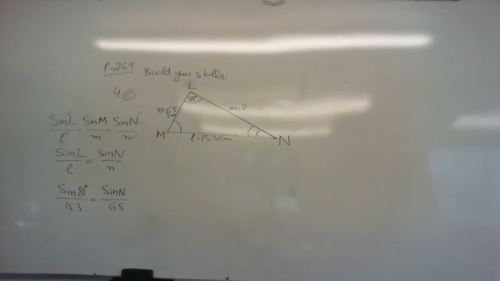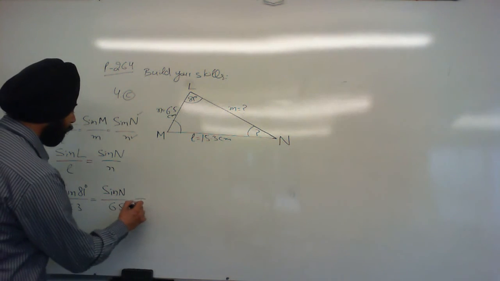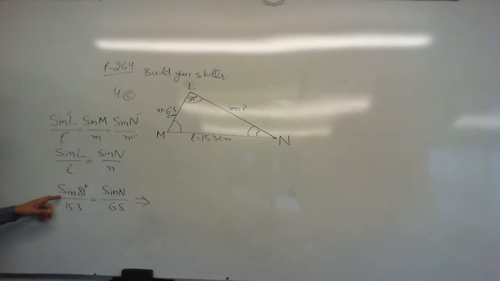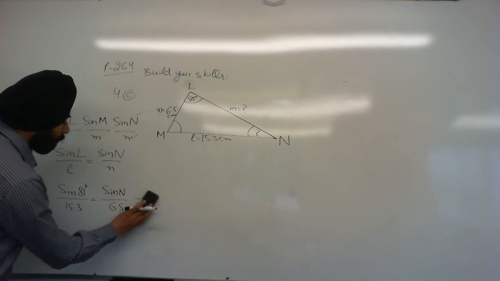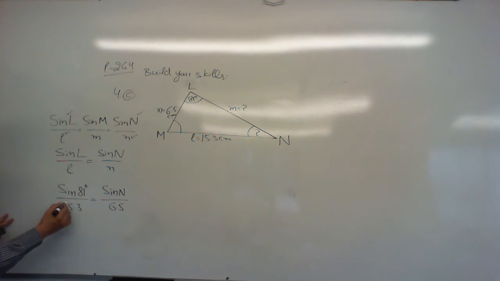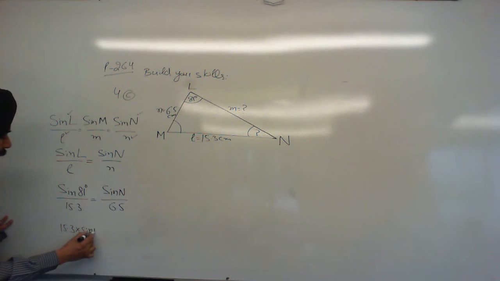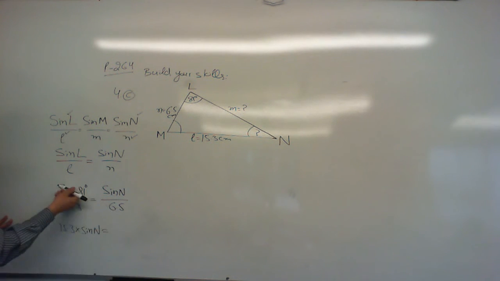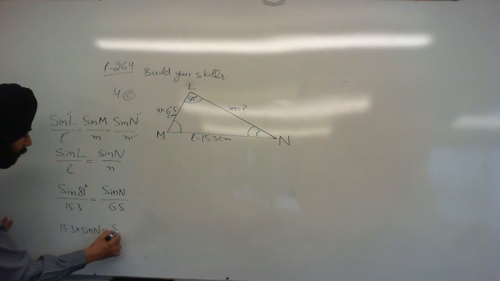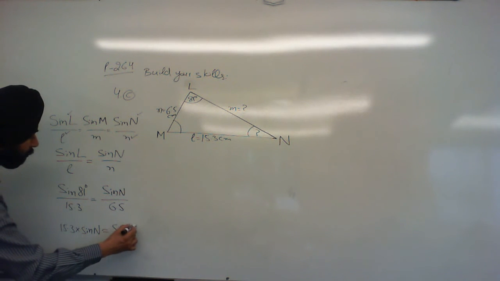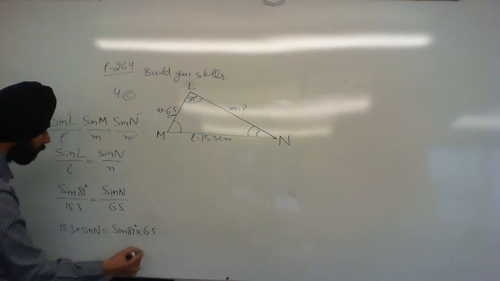And then you cross multiply. When you cross multiply this, let us write here. Because this is our unknown, it's better to multiply these numbers first. So you multiply 15.3 times sine n is equal to this multiplication, sine 81 degrees times 6.5.